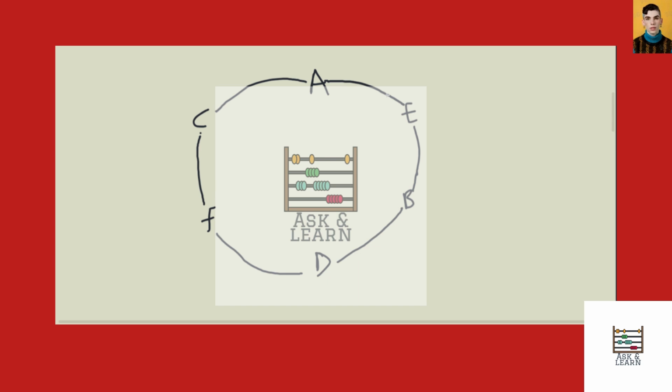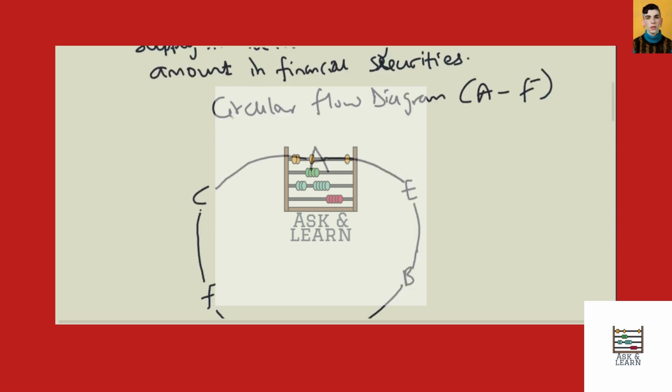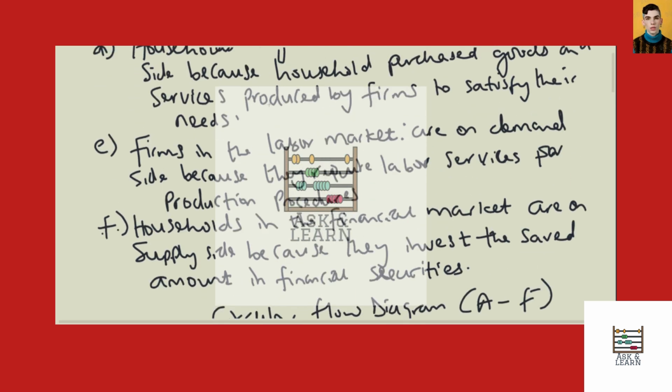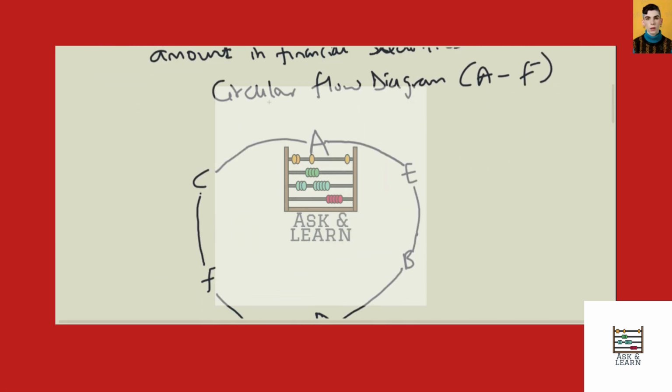facing each other. So label A denotes the households in the labor market. The label E denotes the firms in the labor market. So these are suppliers, these are demanders. Label B denotes the firms in the goods market, just like we're given in the question, suppliers. Label D denotes the households in the goods market as demanders. Label F denotes the households in the financial market as suppliers, and label C denotes the firms in the financial market as demanders. So it's just what the question gave us, but we just drew it in a circular flow diagram.